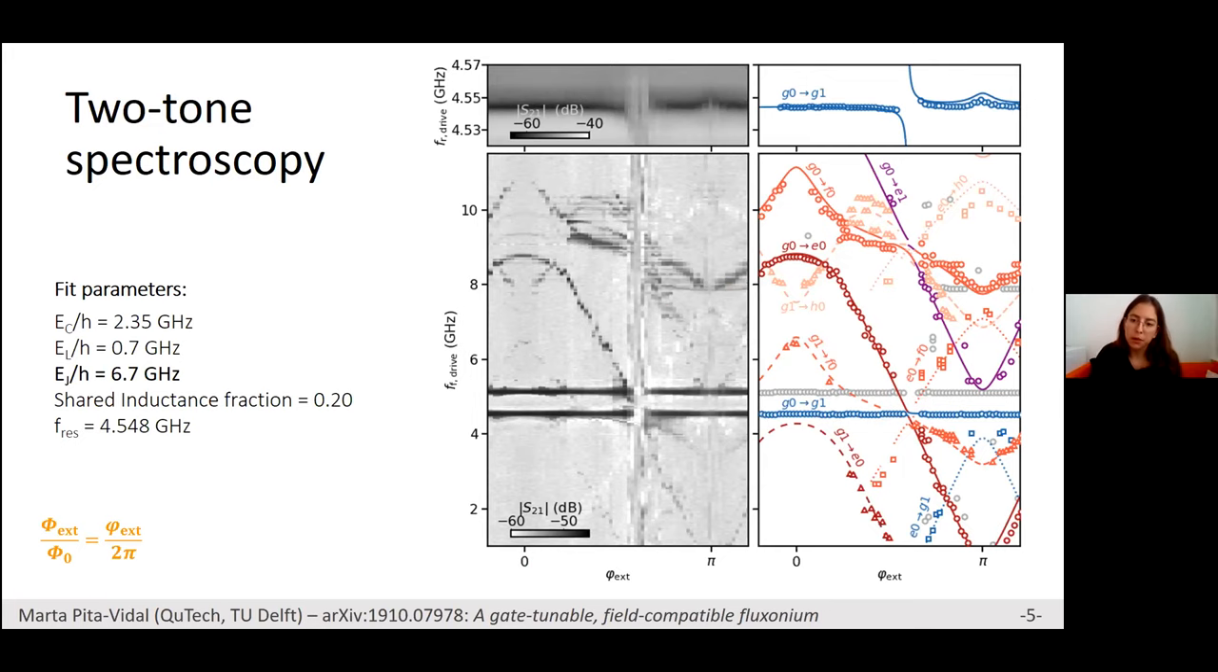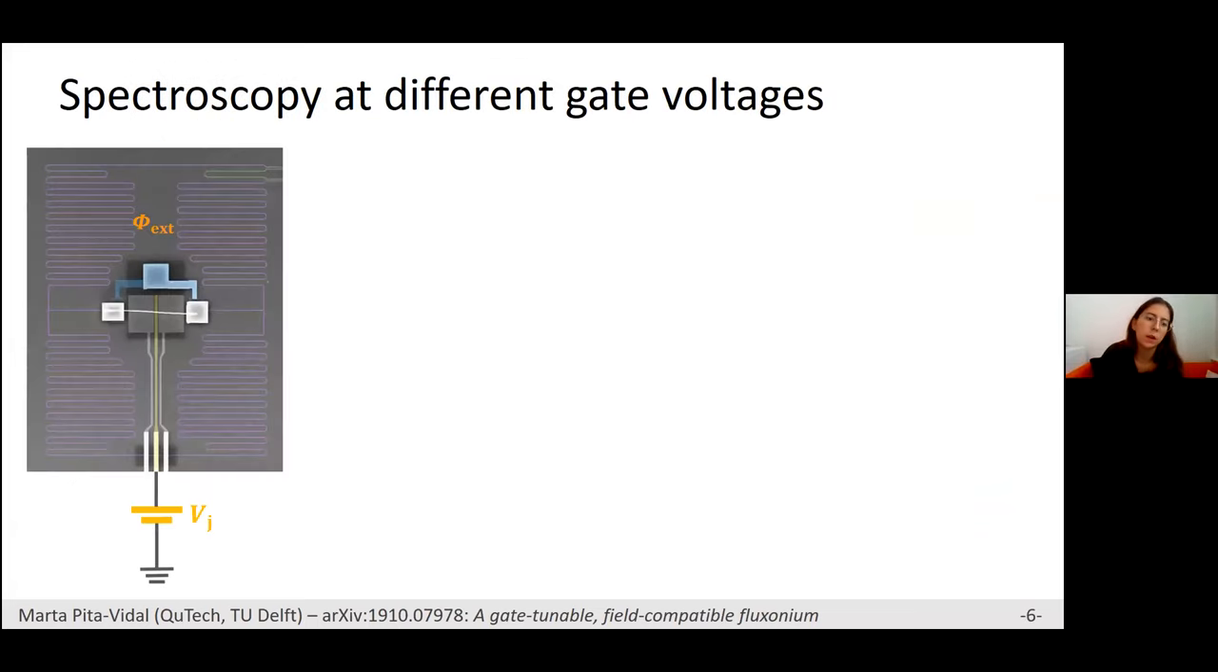The model parameters obtained from the fit are the characteristic energies EC, EL, and EJ, the shared inductance ratio between the readout resonator and the fluxonium, and the resonance frequency of the readout resonator. So after confirming here that our device is properly described by this simple model Hamiltonian with just a few degrees of freedom, we go on and see what happens when we vary the junction's gate voltage.